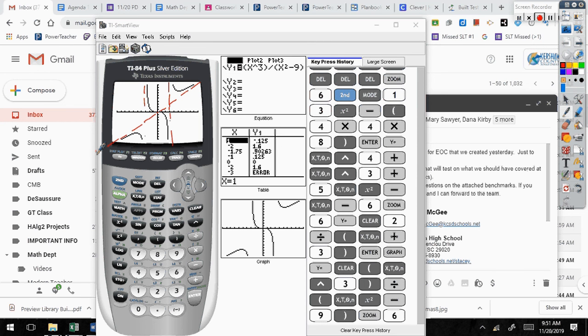So the big thing I want you to take away from today: limit notation for vertical and horizontal asymptotes, and how to find slant or other asymptotes by long division. Okay? Let me give you your assignment.